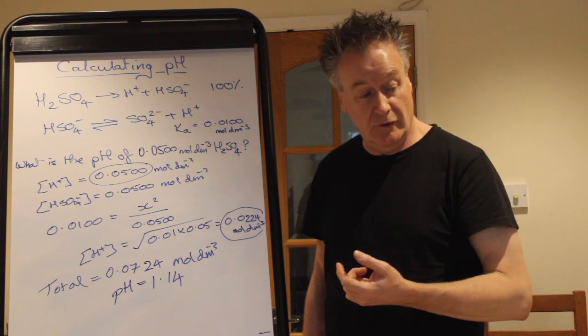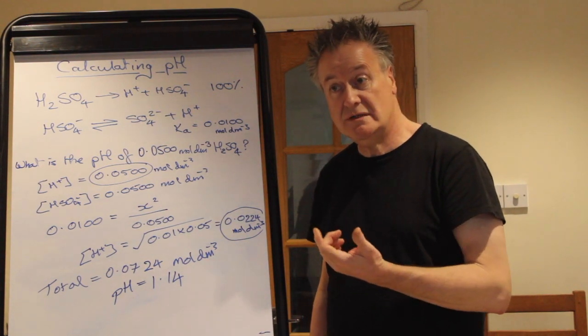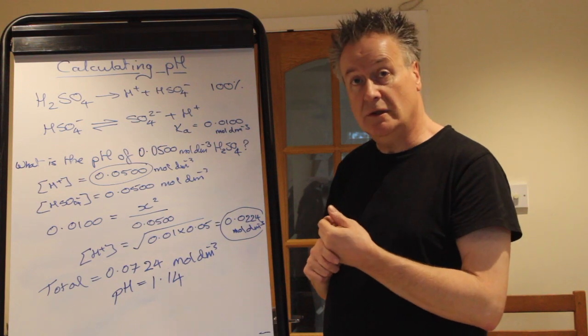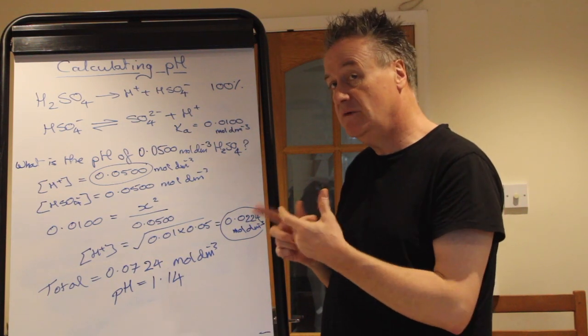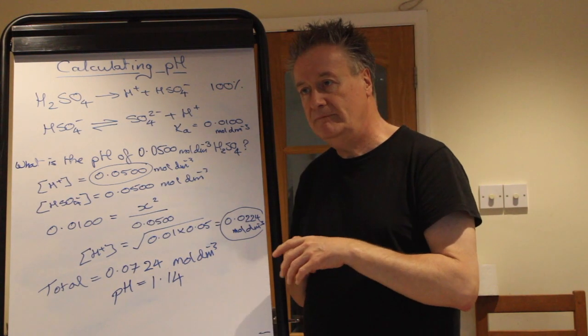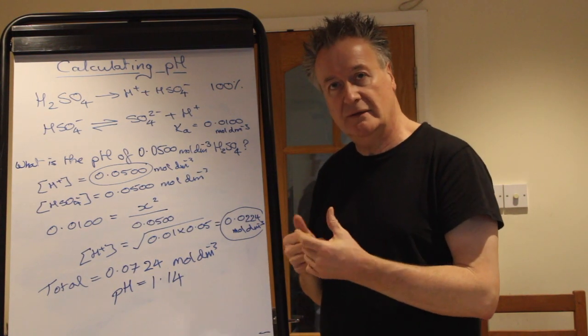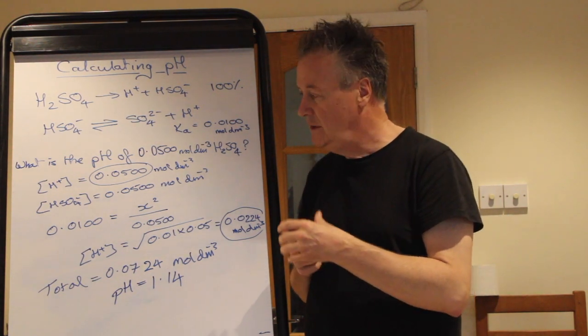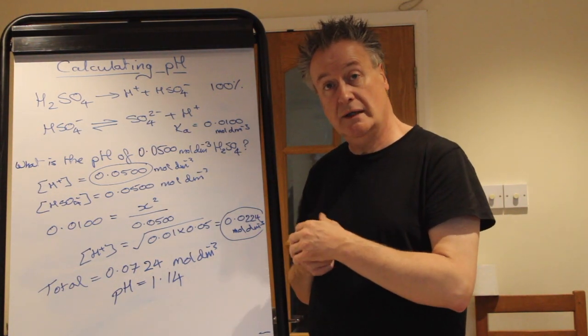Which means you're now ready for finishing the rest of question 1, doing question 2. Don't do question 3. Question 3 is for the follow-up video that I haven't yet filmed, and that'll be about mixing strong acids and strong alkalis together and getting a resulting pH. So right now, you're ready to go and do your own work.